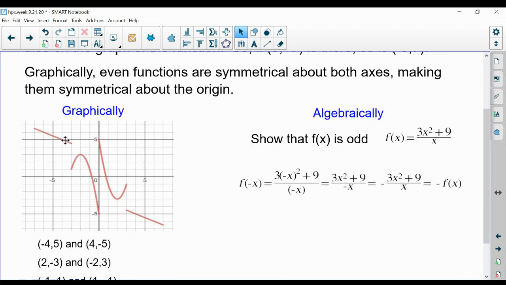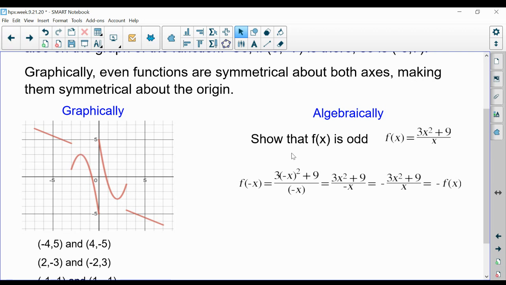So here is another function, and it is symmetrical about the origin. (-4, 5) is right here, but if you change the signs of -4 and +5, you would get (4, -5). And there it is on the function. (2, -3) is on the function. And if you change both signs, you would get (-2, 3). And that's on the function.